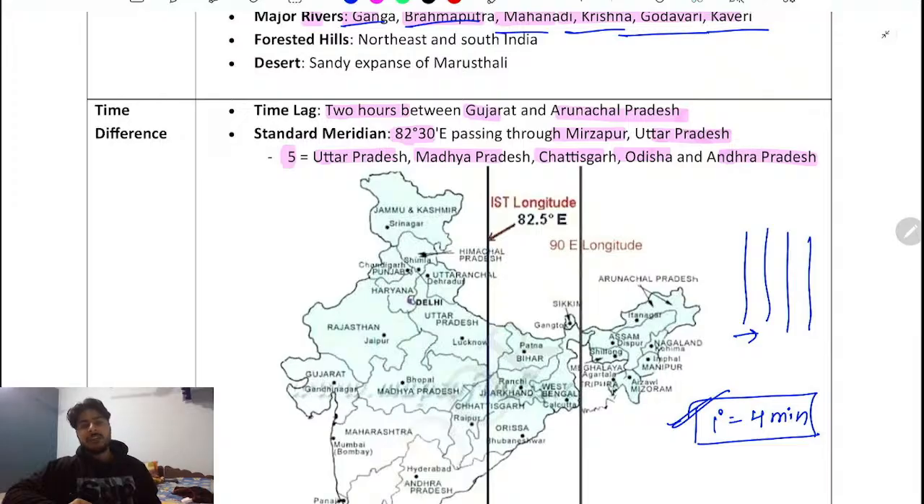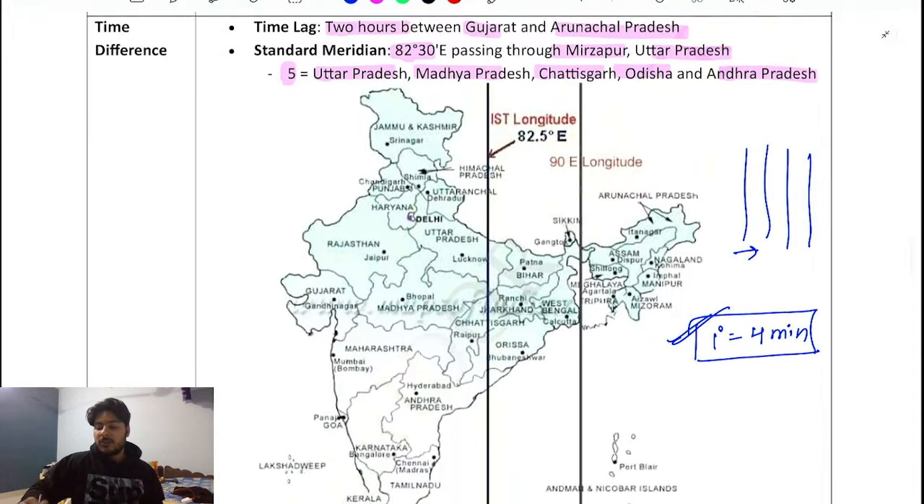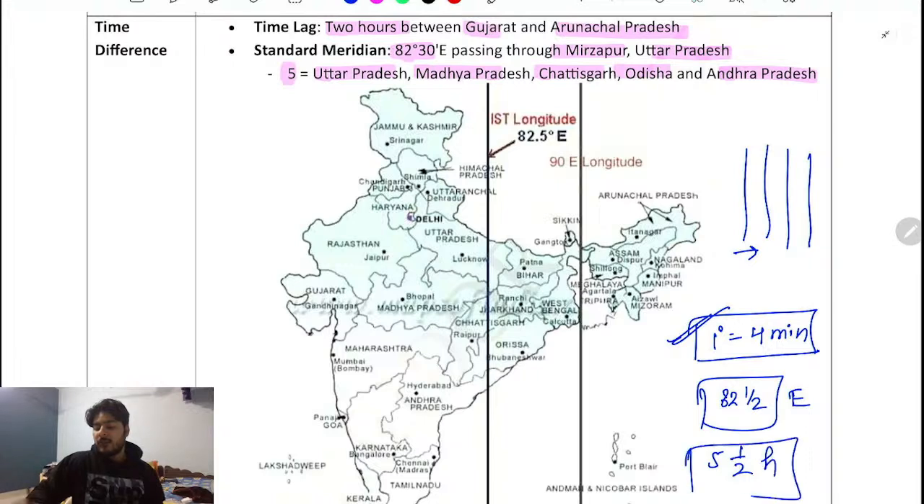So 1 degree is 4 minutes, and hence overall, because we are at 82 and a half, we are 82 and a half east of the prime meridian. So this overall aggregately is going to cost you 5.5 hours. That is the reason why it is costing you 5.5 hours. Clear, everybody? ठीक है?